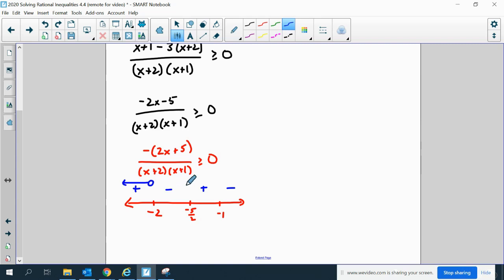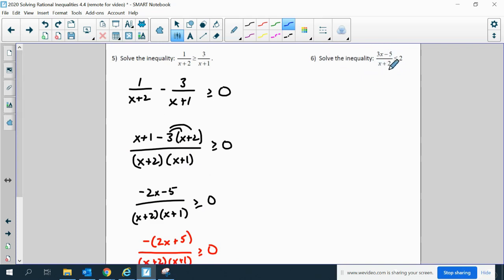So my graph is going to look something like this. And notice I have open circles at negative 2 and negative 1, because that's going to make the denominator 0. So those x values don't actually make the function defined, or the rational expression defined there. So my answer would be negative infinity to negative 2 with a parentheses, union negative 5 halves with a bracket to negative 1 with a parenthesis.